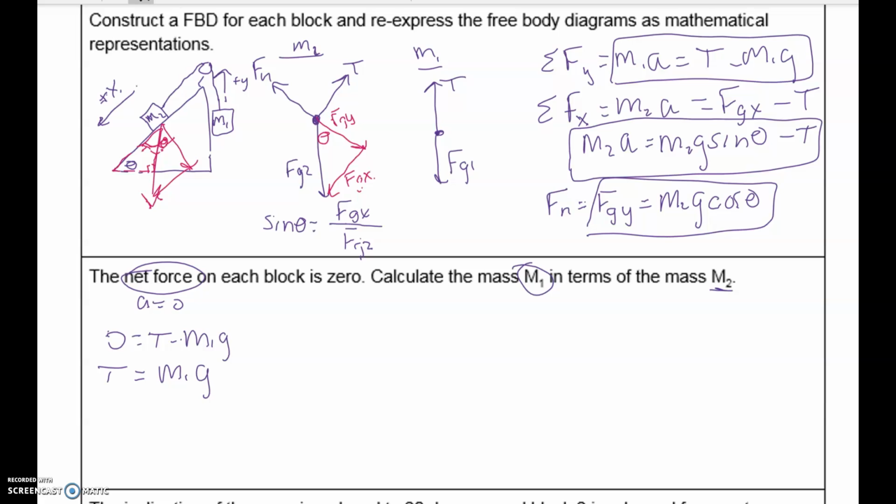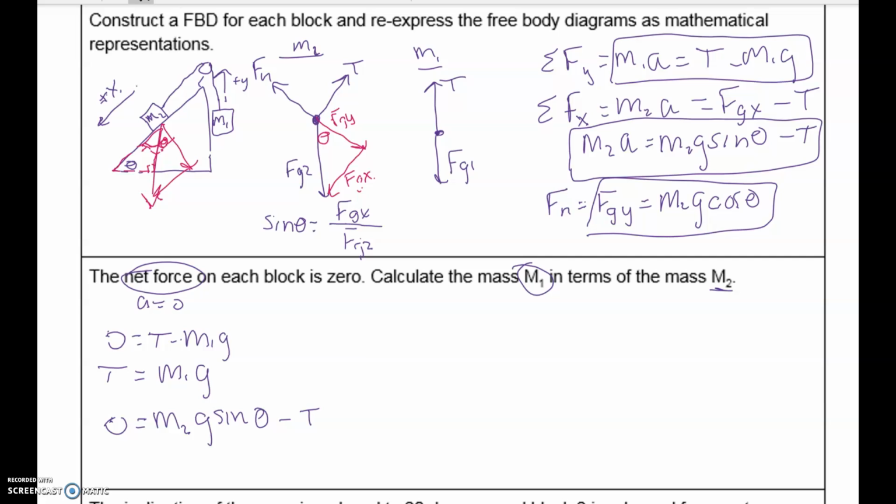Now we can't end things here, right? Because we could solve for m1, but the problem is it's in terms of tension and the acceleration due to gravity. We're not allowed to have either of those things in our answer, so we need to replace them with something else. So let's look at the next equation. Our next equation tells us that mass 2 times acceleration, so 0, is equal to m2g sine theta minus tension.